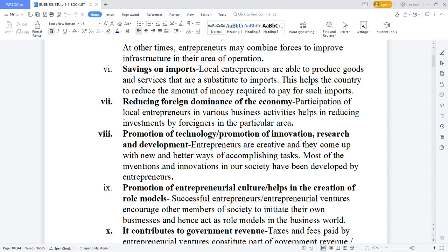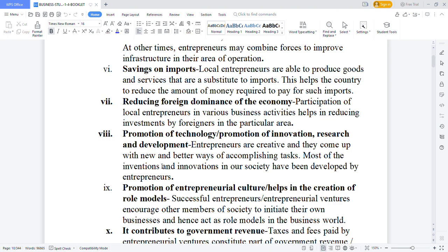Another importance of entrepreneurship is savings on imports. Local entrepreneurs are able to produce goods and services that are a substitute to imports. This helps the country to reduce the amount of money required to pay for such imports. So that is also another importance of entrepreneurship.